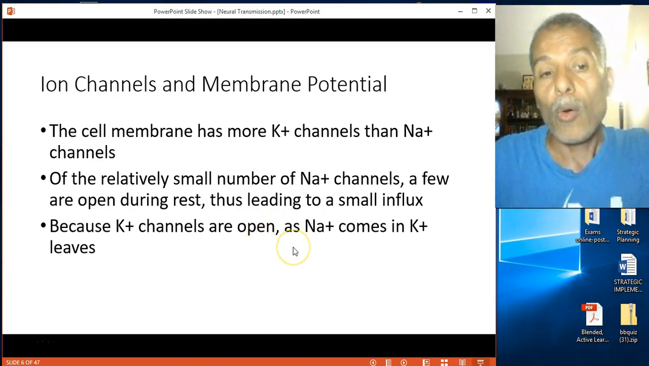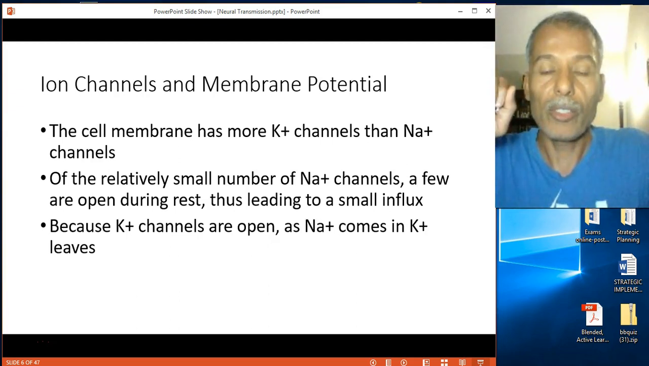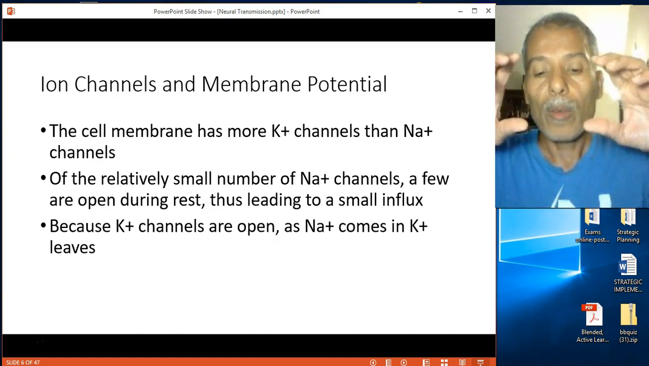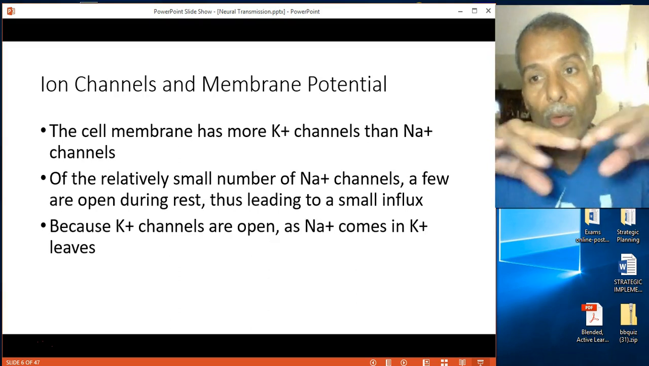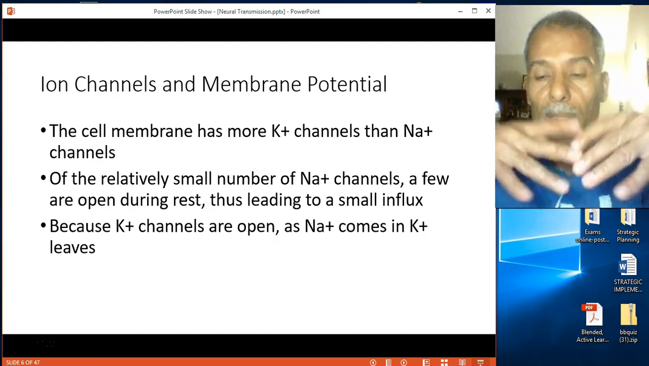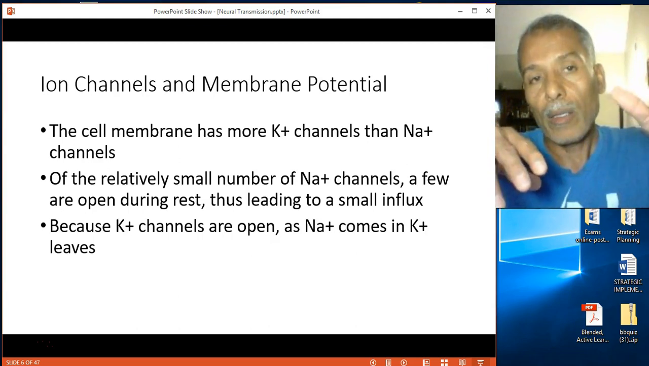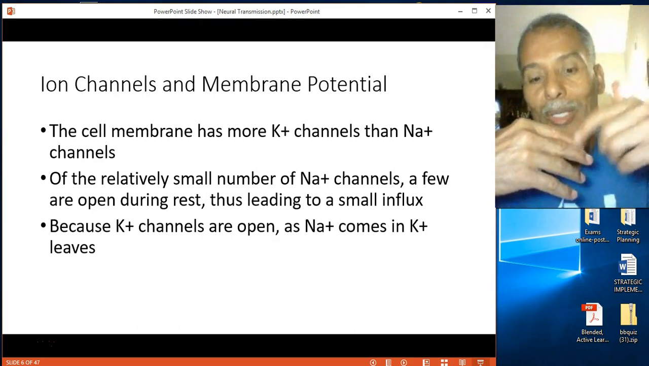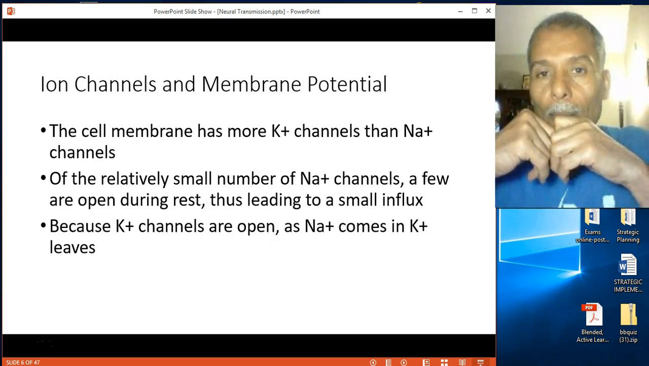The situation now, because of the natural tendency of how this is distributed, when you have the sodium channels closed most of the time, there are fewer channels by nature. Then naturally, the sodium that is outside the cell membrane cannot get in, and only a few ions are going to get in through these channels.